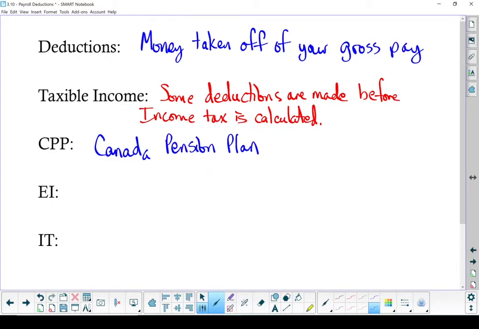CPP is the Canada Pension Plan. Canada Pension Plan provides an income to all Canadians after they turn 65, and all working Canadians contribute to it. EI stands for Employment Insurance. Employment insurance is to help protect you in case you lose your job. If you lose your job or you're laid off, employment insurance will help cover your expenses until you can find another job.